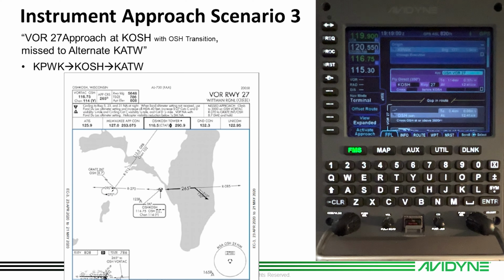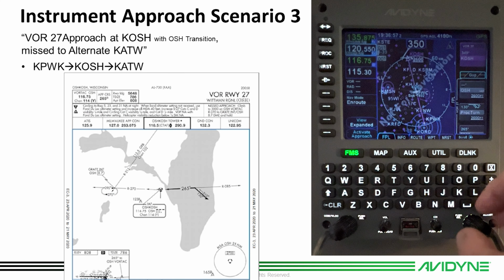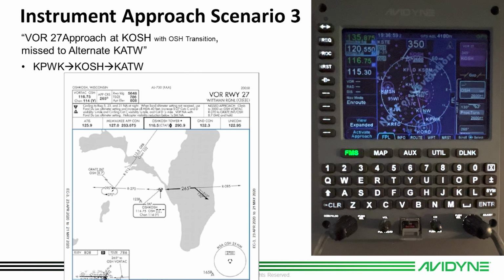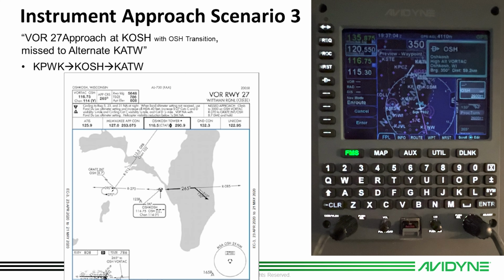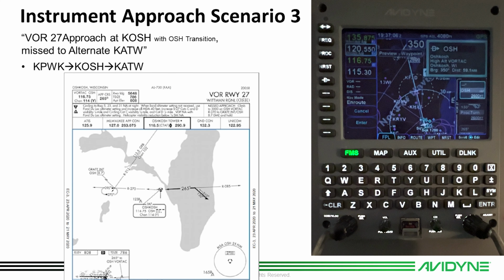As you can see, this creates a gap in our flight plan between KOSH and OSH. We have several options to close the gap. The best option is simply to go direct to OSH, then proceed with the approach.